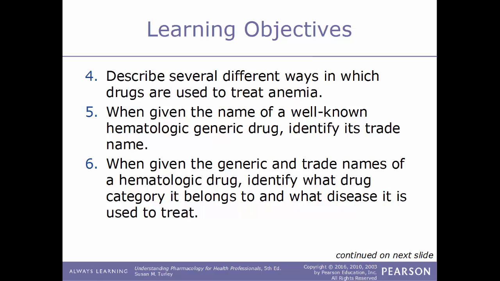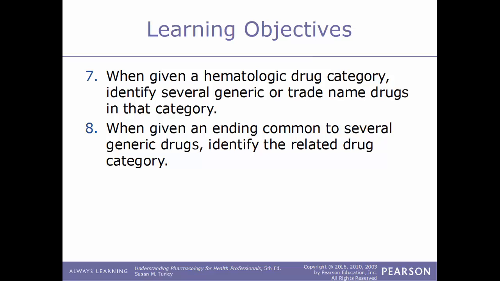When given the name of a well-known hematologic generic drug, identify the trade name. When given the generic and trade name of a hematologic drug, identify what drug category it belongs to and what disease it would be used to treat. When given the hematologic drug category, identify several generic and trade names that are found in that category. And when given an ending common to several generic drugs, identify the related drug category.